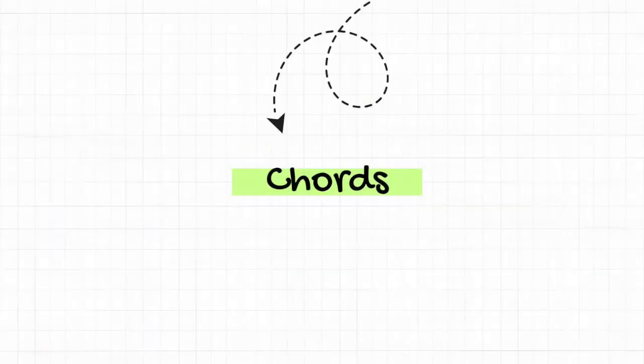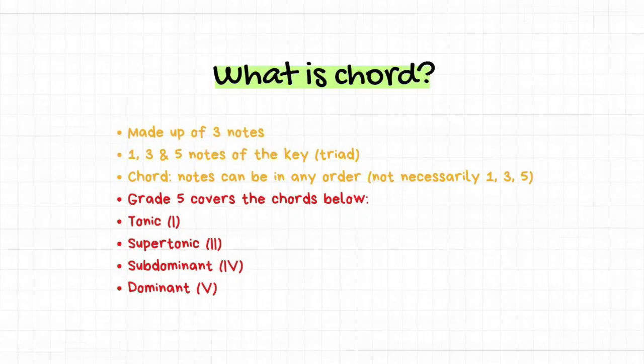Firstly, let's talk about chords. What is a chord? It's made out of 3 notes and is the first, third, and fifth notes of the key which forms the triad. For the chord, the notes can be in any order, not necessarily 1, 3, 5. For Grade 5, we cover the chords below, including the tonic, supertonic, subdominant, and dominant chords.